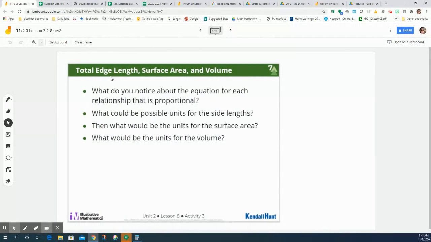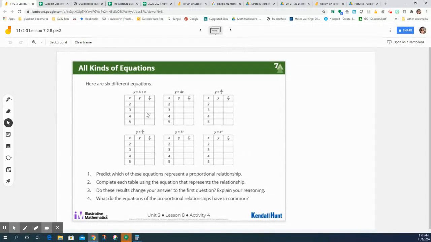All right, so here we go. The next one says, what do you notice about the equation for each relationship? I don't think that question is in your book. Okay, it's not.